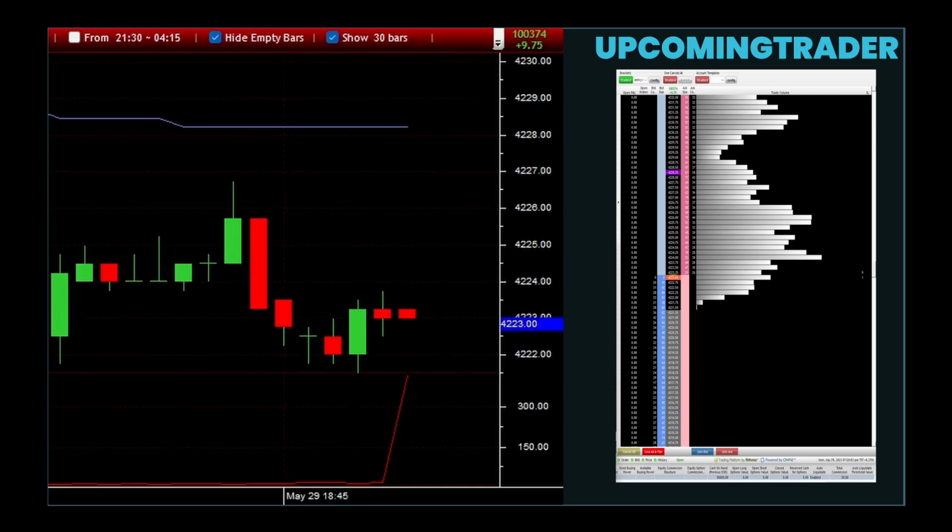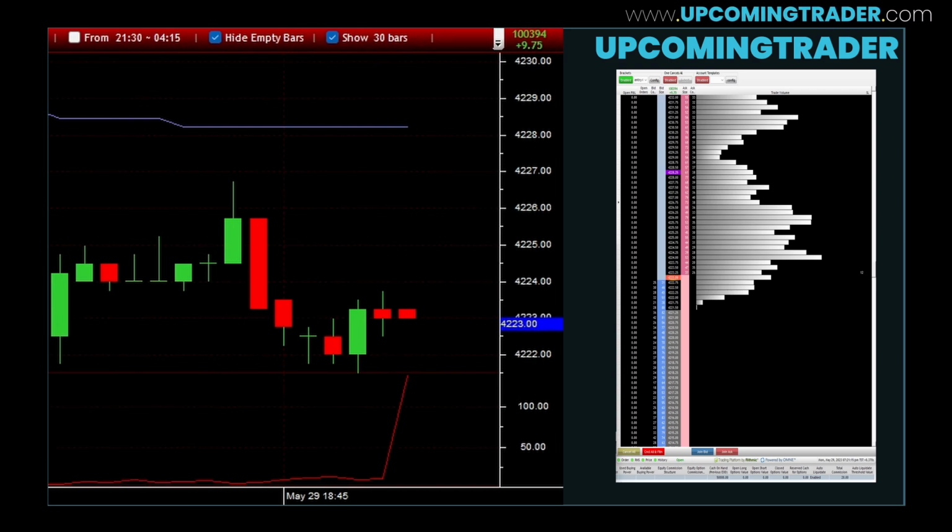The return to a single print area can lead to a significant reaction, either confirming the previous rejection or breaking through it, thus providing critical insights for planning trades. Understanding these patterns helps in predicting the direction of the next move, which can be crucial for timing entries and exits.